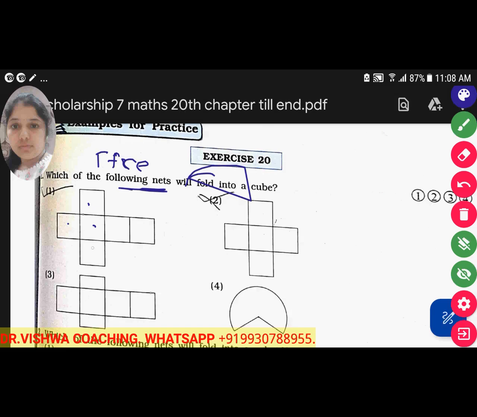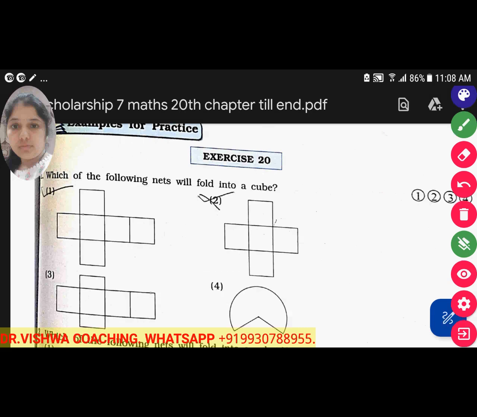Now see, 1, 2, 3, 4, 5, 6 faces, it has only 5. So it is no longer a cube net. And this also has six faces, but these two shapes are rectangular and the remaining four are square. So this is also not the correct answer. Answer 1 is the correct answer.